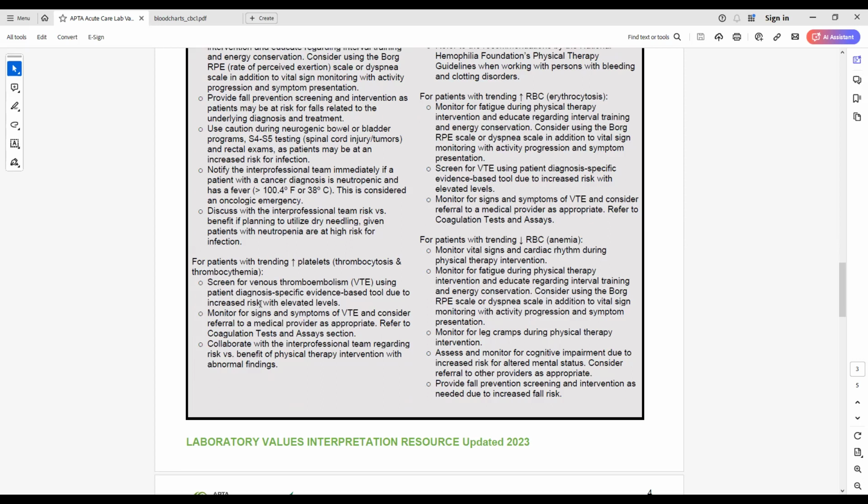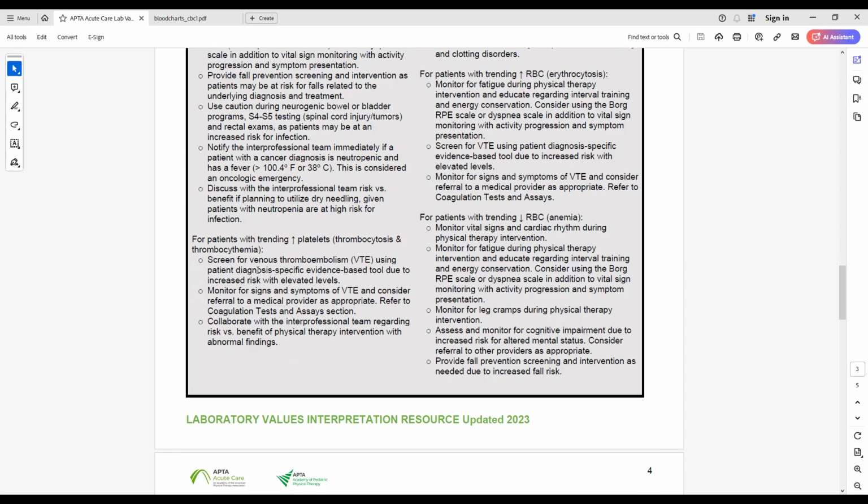For patients with a trending increase in platelets, like thrombocytosis and thrombocythemia, screen for venous thromboembolism using a patient-diagnosis-specific evidence-based tool due to the increased risk of elevated levels. Monitor for signs and symptoms of venous thromboembolism and consider referral to a medical provider as appropriate if you see any signs or symptoms of that, because it might lead to pulmonary embolism and could be fatal.